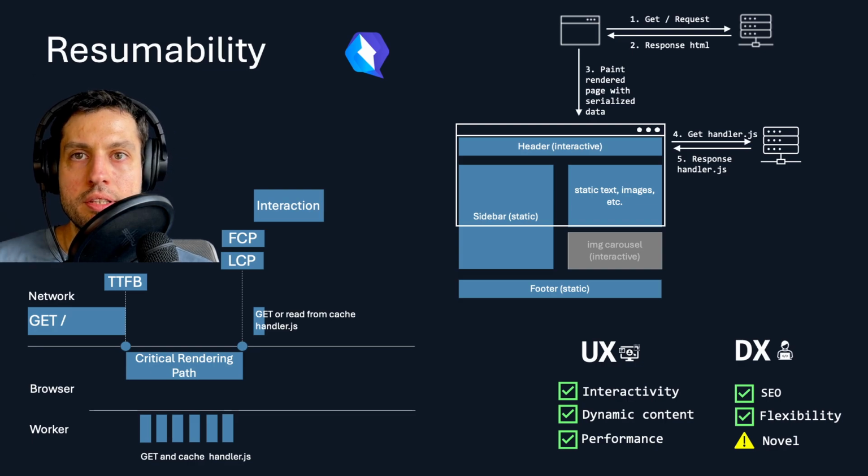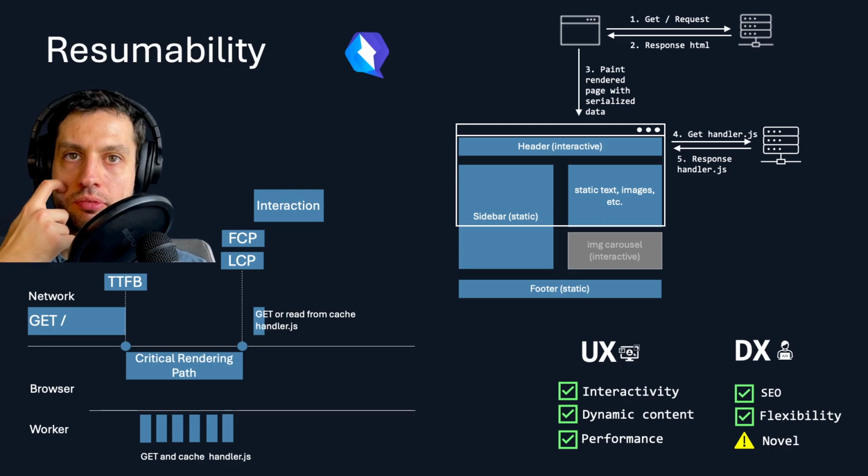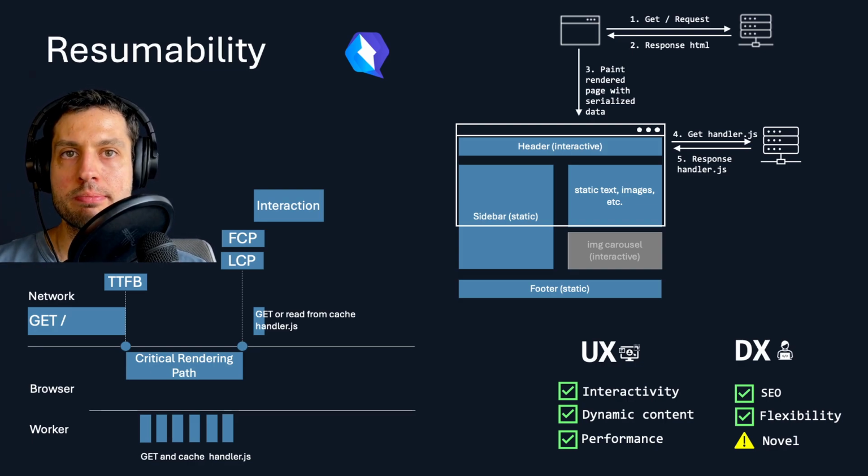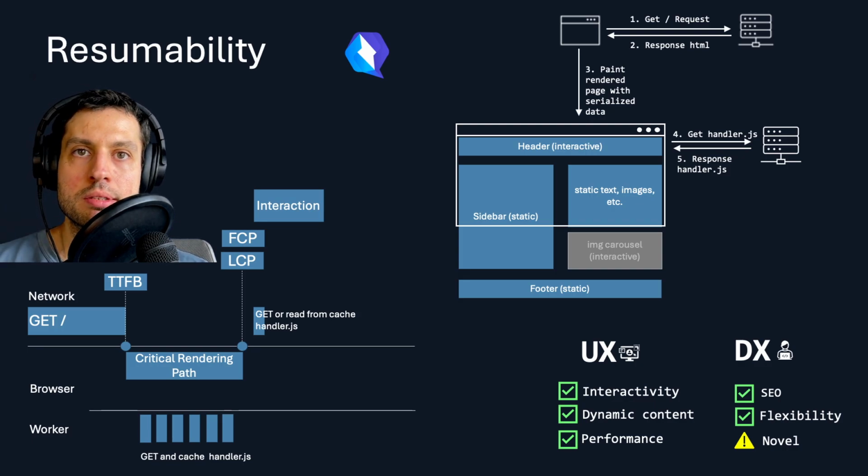So resumability represents a forward-thinking approach in web development, seeking to overcome the limitations of traditional hydration models by enabling applications to resume rather than reload. It promises faster initial loads and more efficient dynamic interactivity. As frameworks like Qwik evolve, hopefully we finally get a glimpse into a future where we get a balance between speed, interactivity, dynamic content, and also balance between the developer experience and user experience.